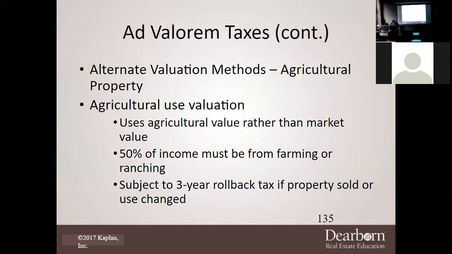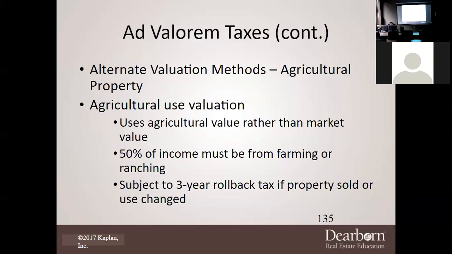Now, agricultural use valuation. They are going to be uses of agricultural value rather than the market value. So they're not looking at the market value, they're looking at the agricultural use. 50% of income must be from farming or ranching. So you have to use it for at least 50%. And it's going to be subject to a 3-year rollback tax if the property is sold or changed.